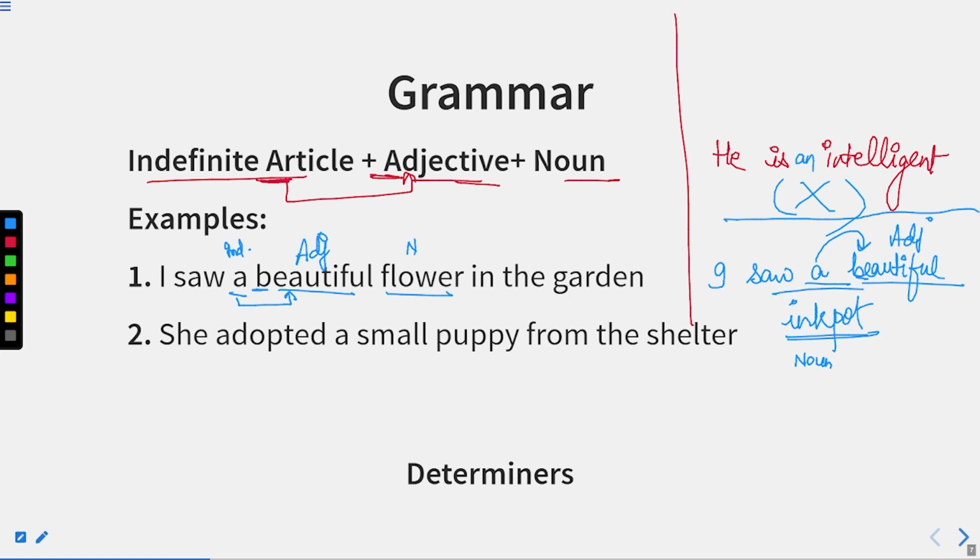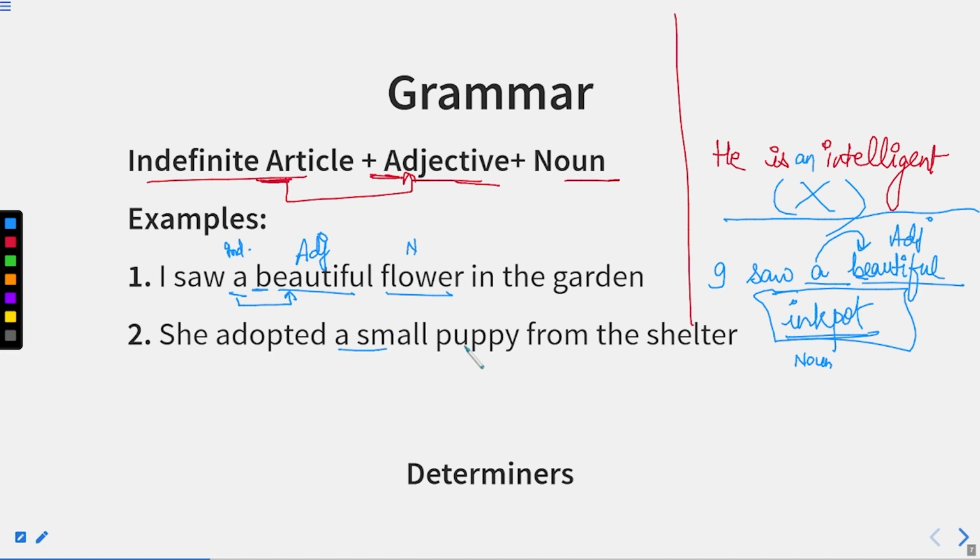Now, if I delete this word inkpot from here, if I say just I saw a beautiful, that will not be the correct sentence. But if I say I saw a beautiful inkpot, that will be the correct sentence. And if I say I saw an beautiful inkpot, that will also be incorrect. So we should keep this in mind. Just to place this indefinite article, we need a pattern of the sentence.